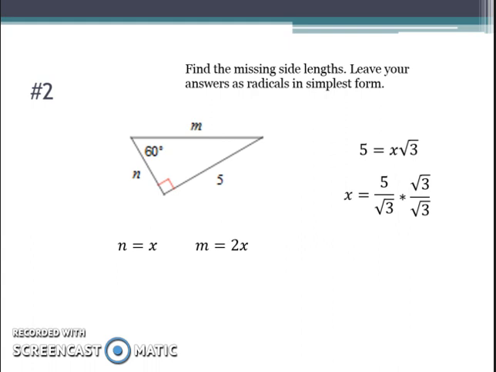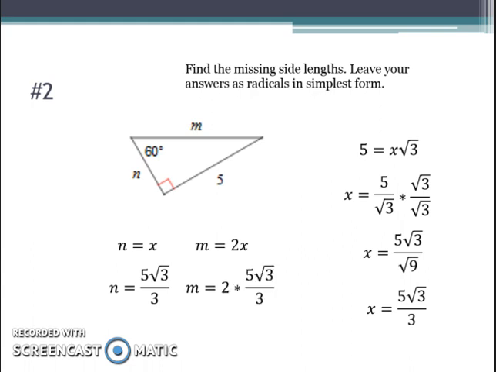Multiply straight across. 5 square root of 3 over square root of 9. Square root of 9 is 3. So it becomes 5 square root of 3 over 3. So that is x, so therefore that's what n is. Well, m is twice that, so we just double the numerator. 5 times 2 is 10, so it becomes 10 square root of 3 over 3.